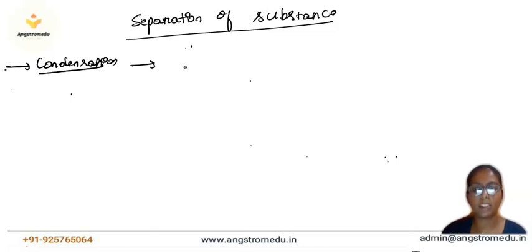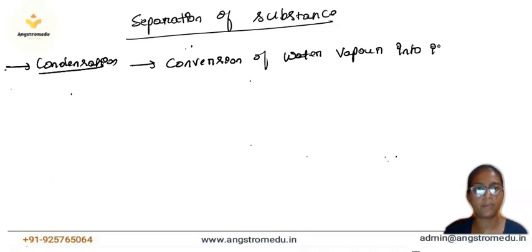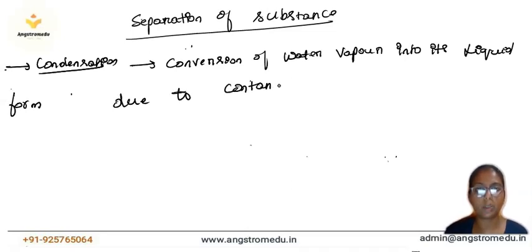Next one is condensation. So the condensation process is the conversion of water vapor into its liquid form, due to contact with a cooler surface. So this is known as the condensation.